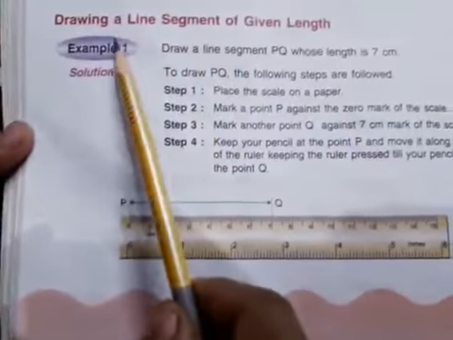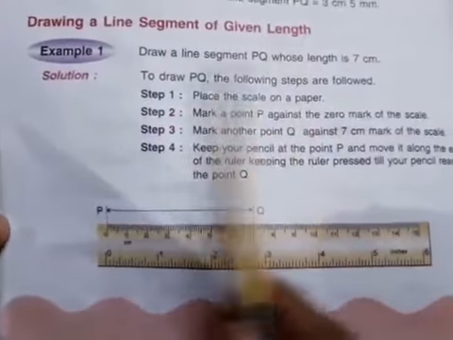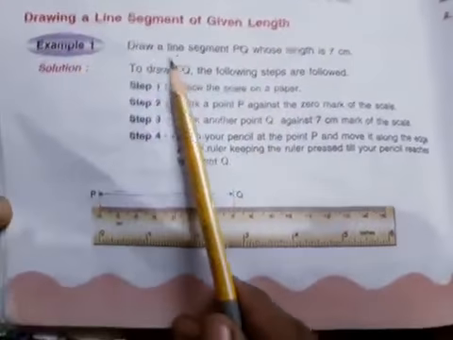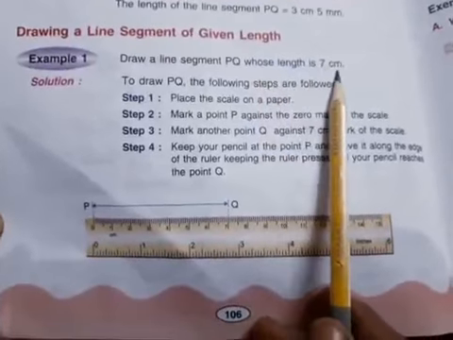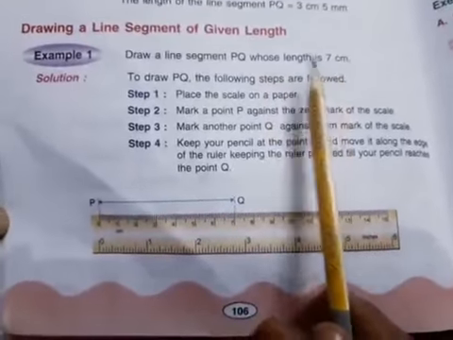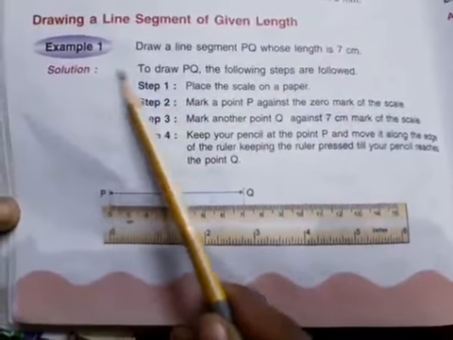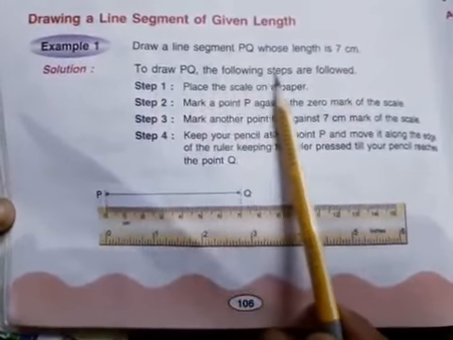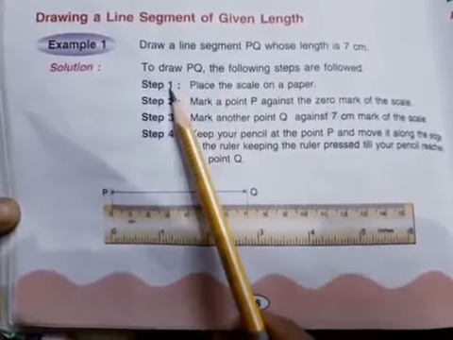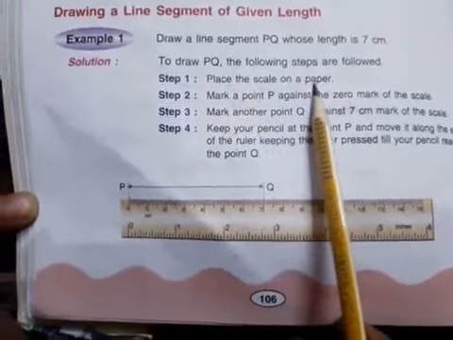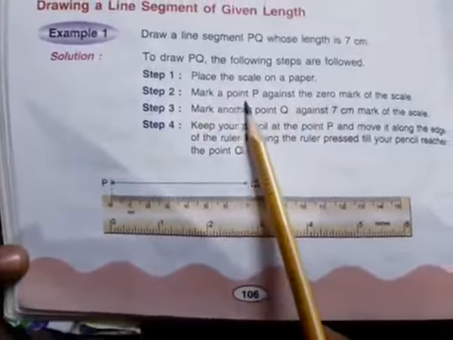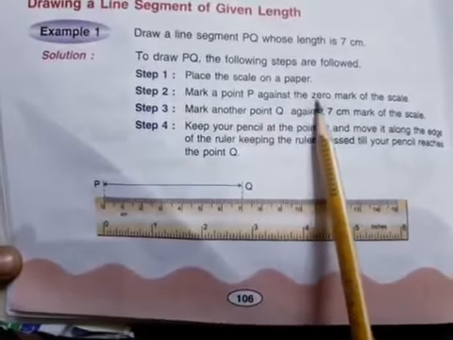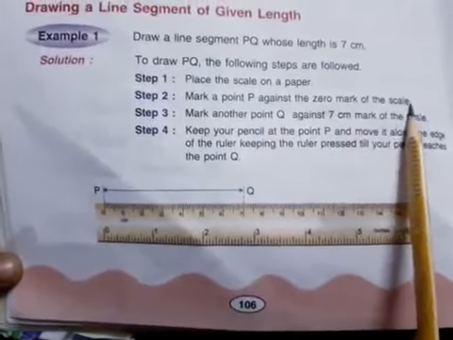Now draw a line segment of given length. First example, draw a line segment PQ whose length is 7 centimeter. Then step by step solution. To draw PQ, the following steps are followed. Step 1. Place the scale on a paper. Step 2. Mark a point P against the 0 mark of the scale.